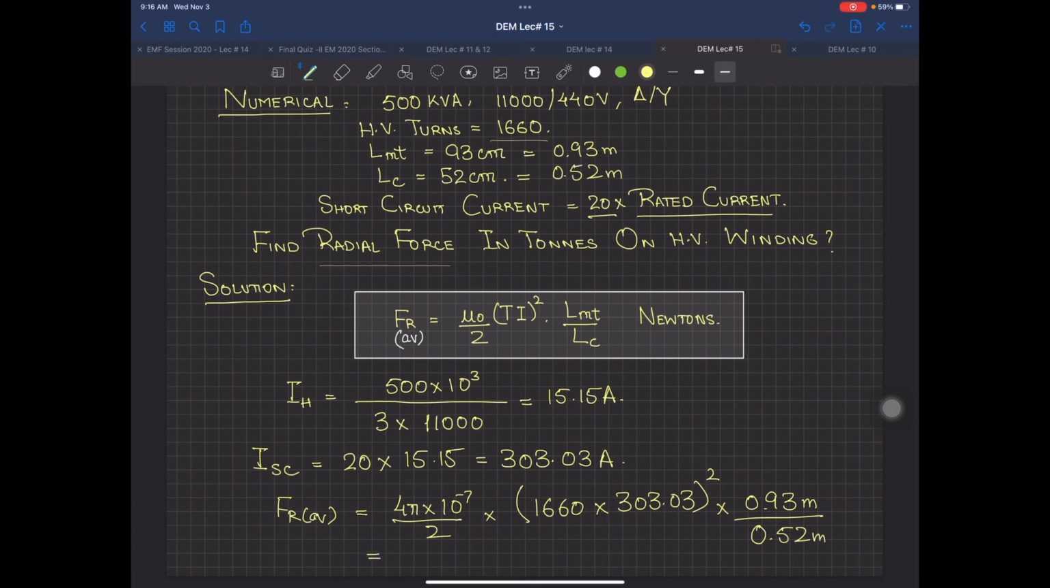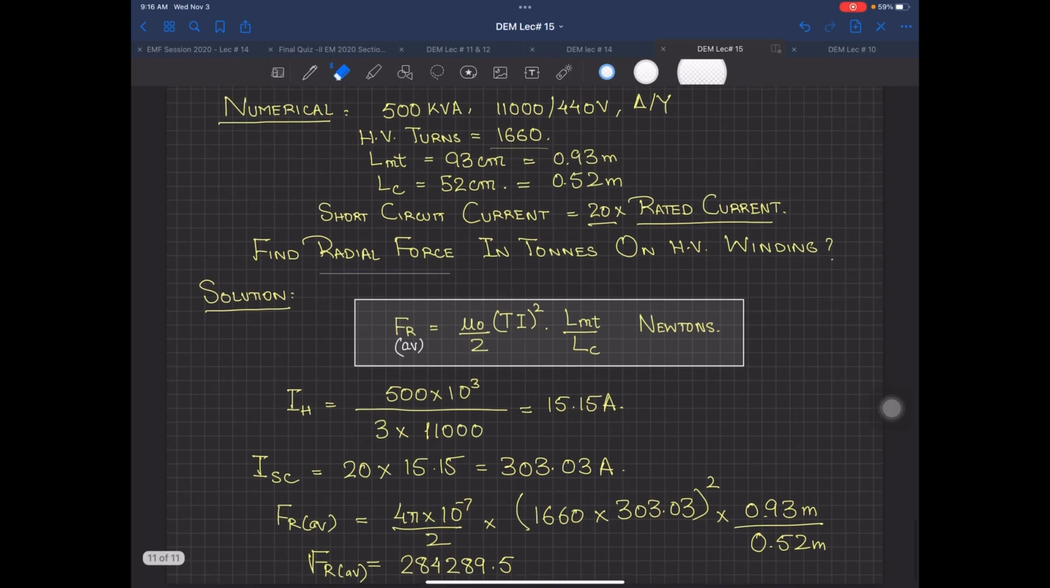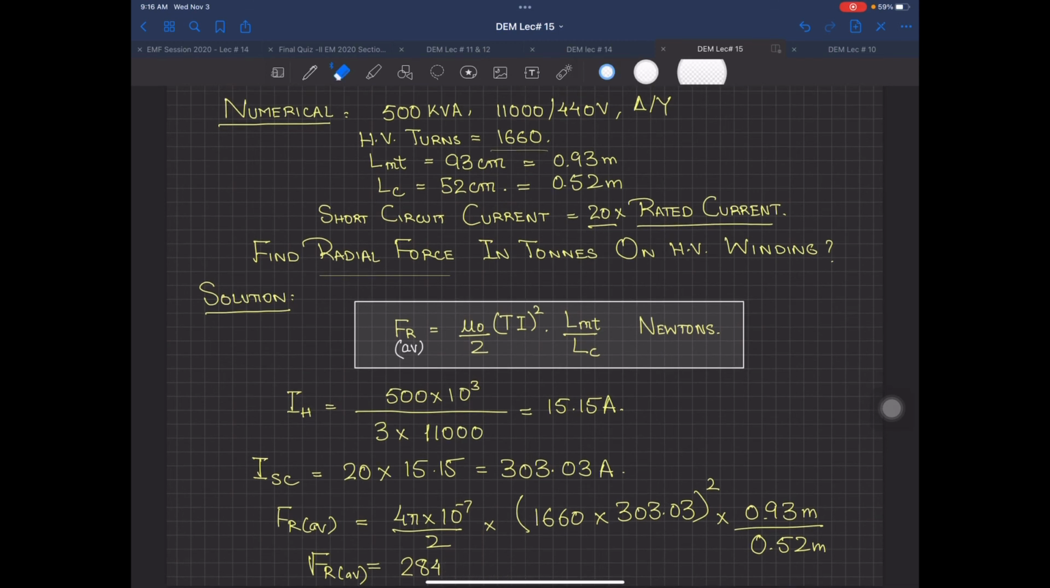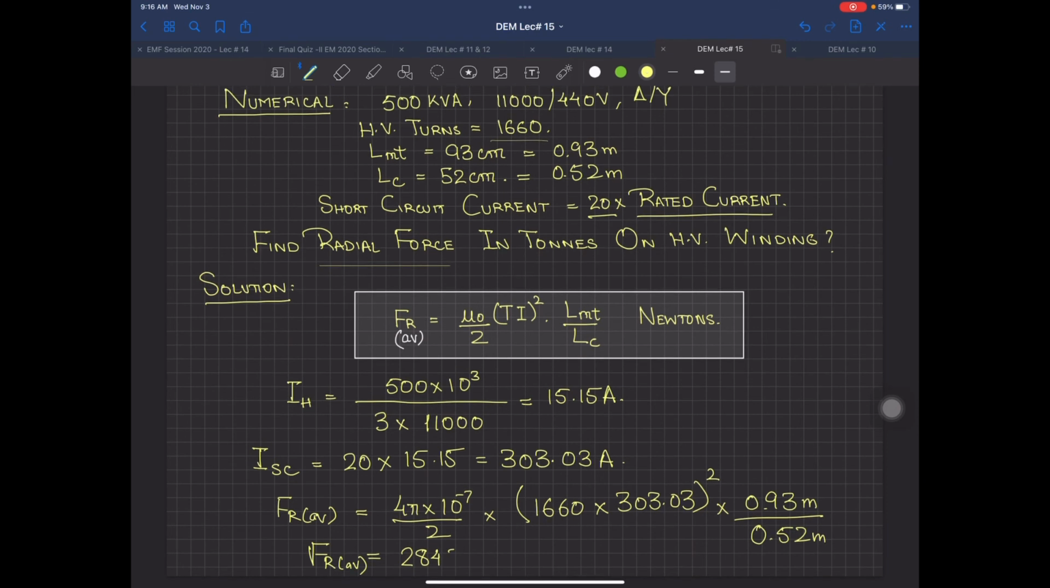Hamza, what is the value of FRAV? It should be, I'm writing down from the book, 284,345.85 newtons.